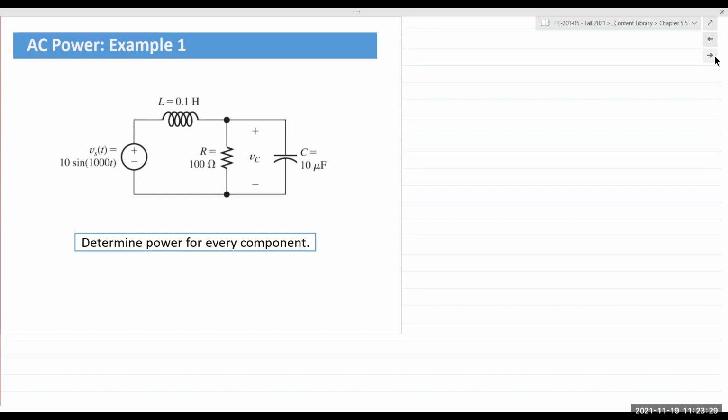So this would be an example of AC analysis from chapter 5. So I will go through the entire analysis step by step. We'll see how we can find the voltage and current, and then how we can apply the power equations. So first things first, draw the equivalent impedance diagram.